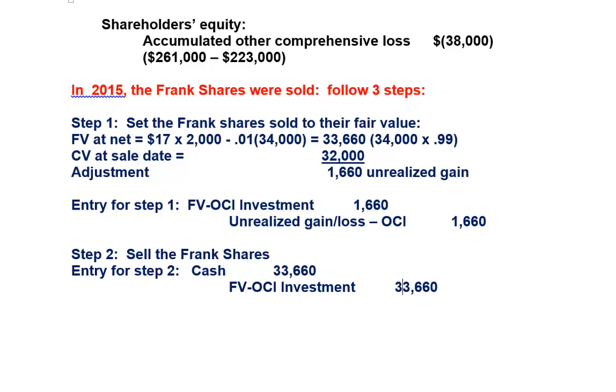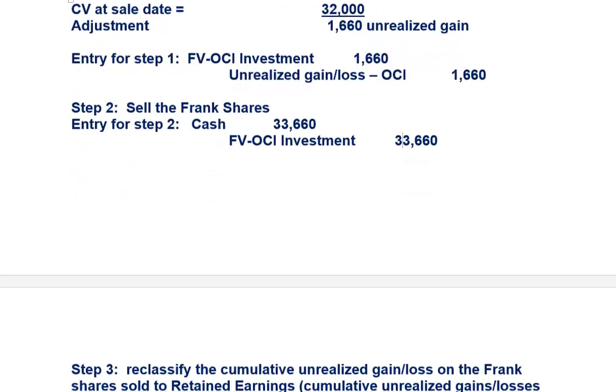All right, so now what's the last thing we need to do in this 3-step process? The third step is to say, well, if I no longer have the Frank shares, what is the total cumulative unrealized or holding gain or loss that I've been booking on those shares? Because if I no longer have the shares, I don't need the cumulative unrealized holding gains or losses. So let's go figure that out.